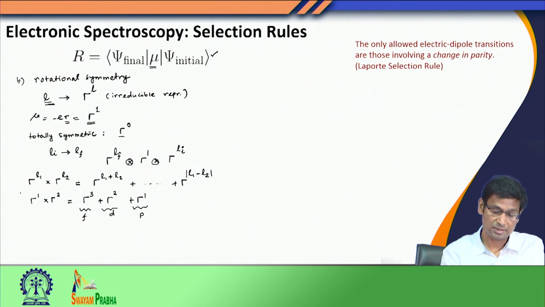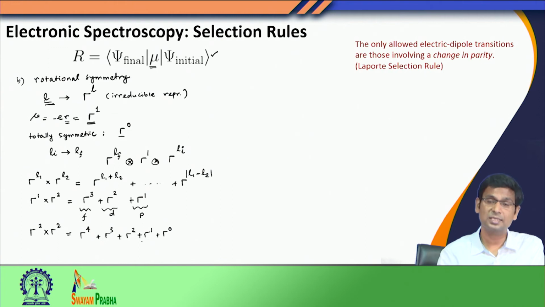Now, let us take one more example, gamma 2, that means a d orbital and a d orbital. In this case L1 plus L2 is 4, L1 minus L2 is 0, and in between we have gamma 3, gamma 2, gamma 1. So, this is how it works.